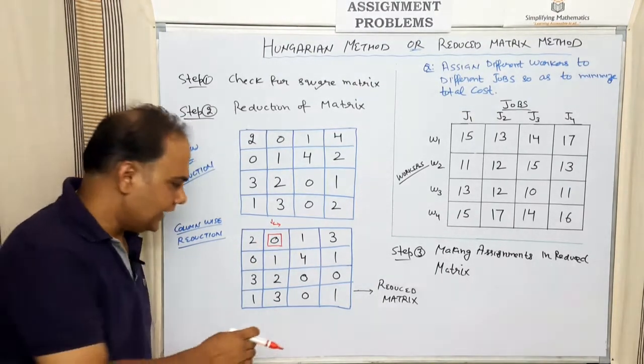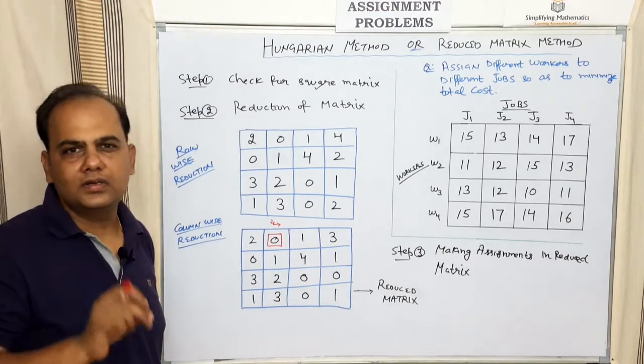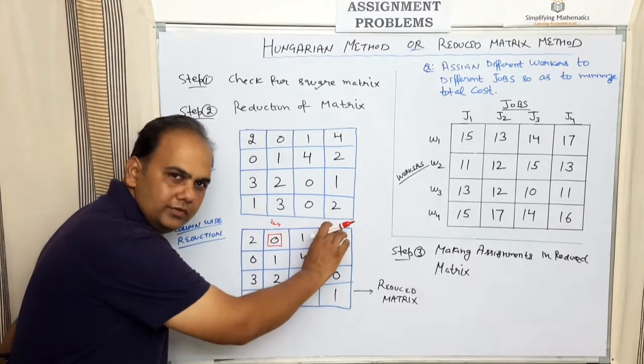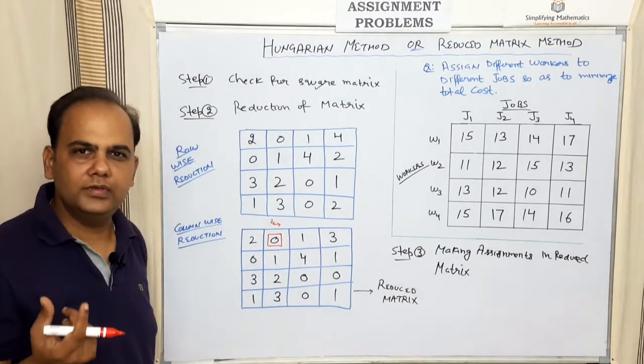Now this is the column and this is the row. So if there is any other 0, we should cross it out. अब देखो इस कॉलम में भी कोई 0 नहीं है, इस रो में भी कोई 0 नहीं है, इसलिए no 0 will be crossed.